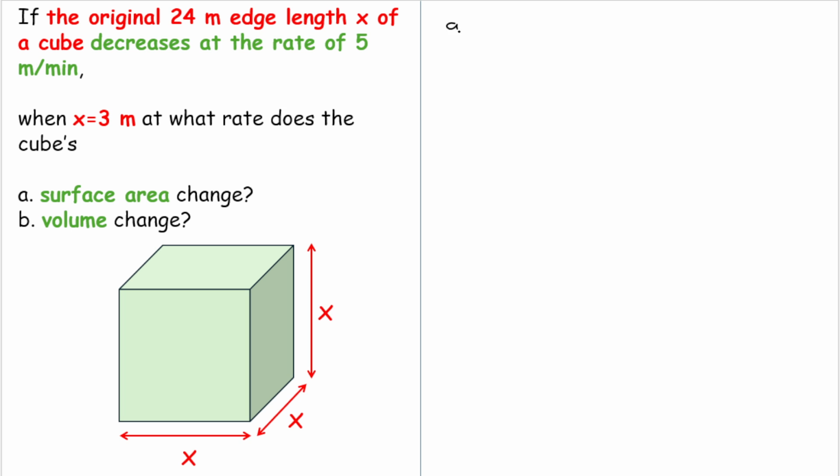We need to find out the surface area. What is the formula of a surface area of a cube? Let's denote it as A here. In a cube, we have 6 faces, right? And each face is a square. So we will have 6 faces here, and each face is a square with an edge of x, right? So we'll have 6 multiplied by x multiplied by x, or we can rewrite this as A is equal to 6x squared.